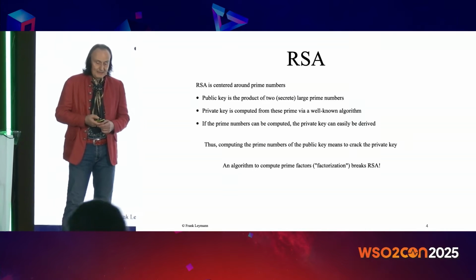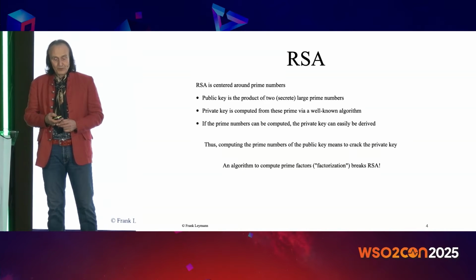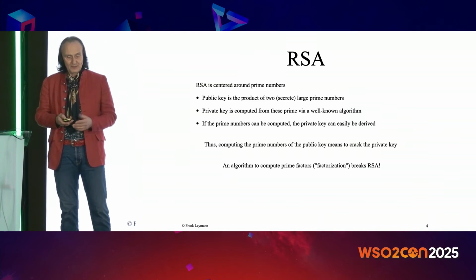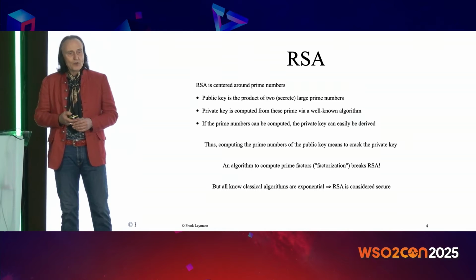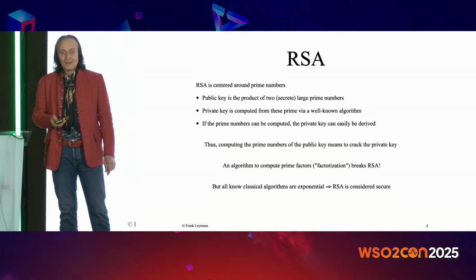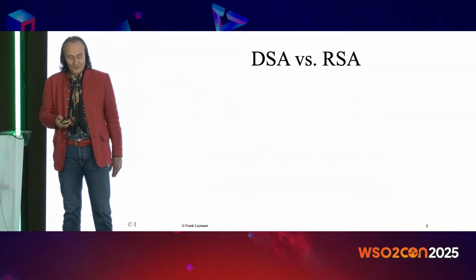And there is an algorithm to compute prime numbers. We call that factorization, the prime factors. That is the breakage of RSA. And all known classical algorithms are exponential. That means they run for a very, very long time. And this is why we consider RSA secure. For example, RSA 2048 has been designed so that you need on a supercomputer the lifetime of the universe to crack it. This is a long time, right? This is why we think we are safe.